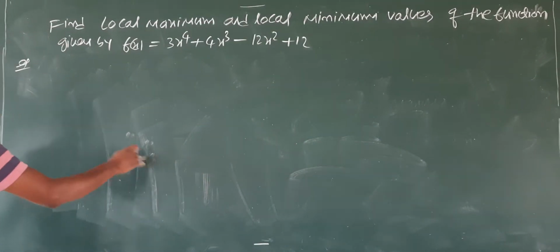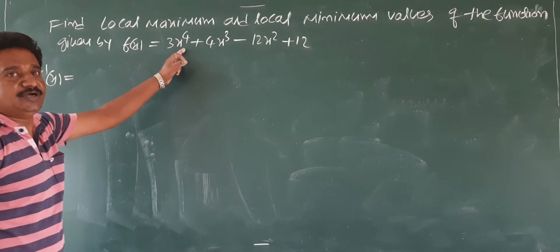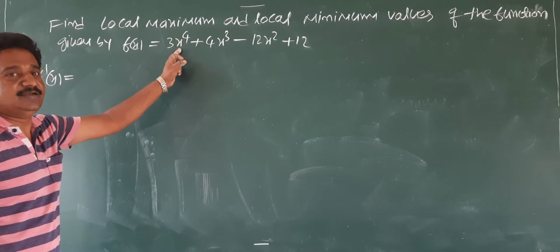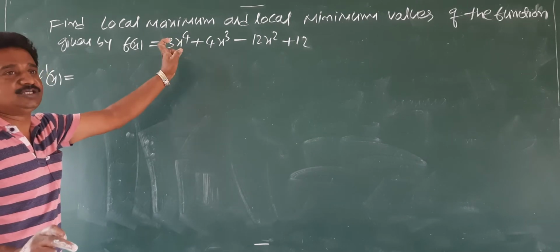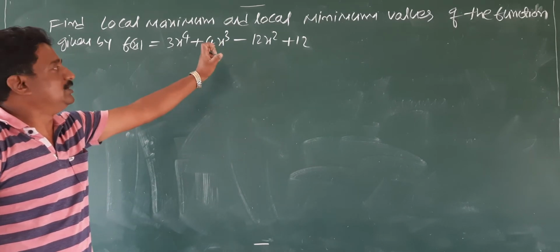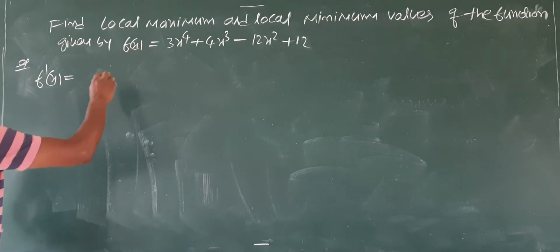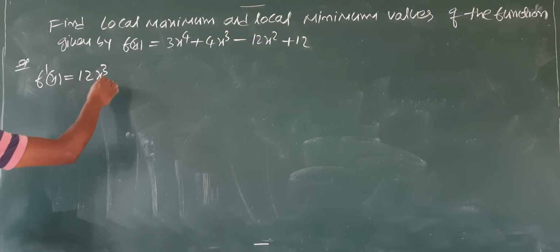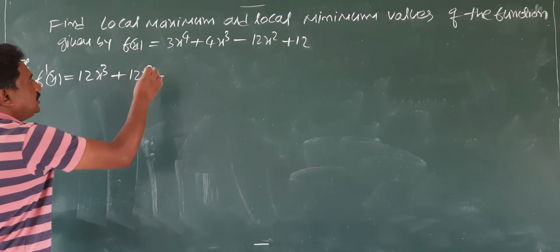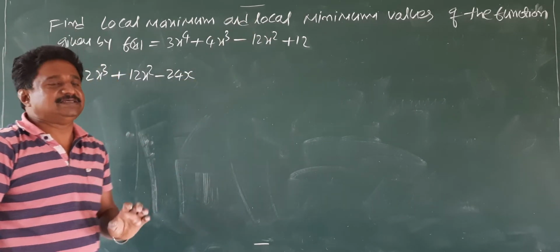f dash x. So f dash x is constant into function. Keep the constant as it is. Differentiate the function. Differentiation of x power 4 is 4x cube. Constant into function, keep the constant as it is, differentiate the function. So 12x cube plus 12x square minus 24x. Differentiation of 12 is 0.